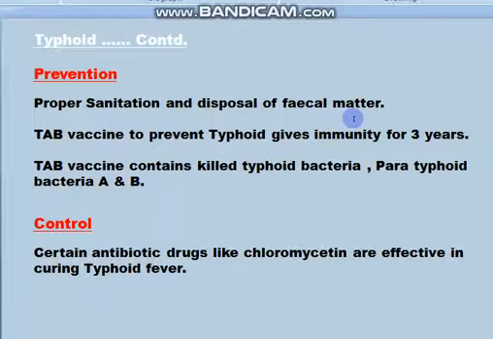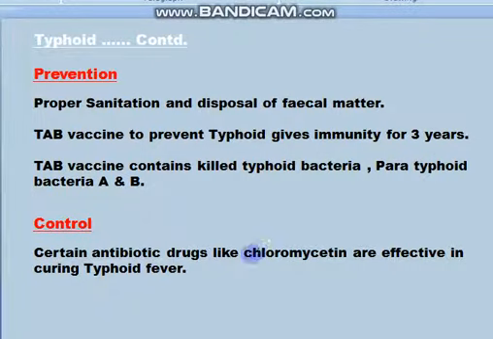And for typhoid, a vaccine is also given to persons to prevent them from typhoid, and the vaccine is known as the TAB vaccine. It is used to prevent typhoid, and it gives immunity for 3 years. What do you mean by TAB vaccine? The TAB vaccine contains killed typhoid bacteria, along with para-typhoid A and para-typhoid B. So this is known as the TAB vaccine, which gives immunity for 3 years.